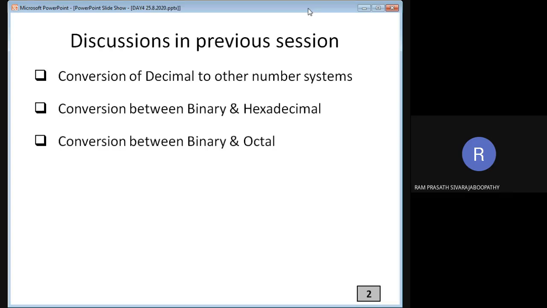Okay, then we have discussed the conversion between binary and octal. This is the same as binary to hexadecimal except for only one change. Can you tell me what the change is? Between binary to hexadecimal and binary to octal there is only one difference. In the case of hexadecimal we have grouped 4 bits, whereas in the case of octal we have grouped 3 bits. Thank you.